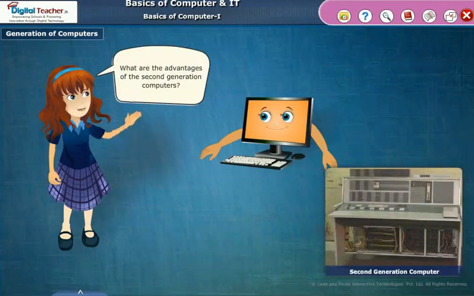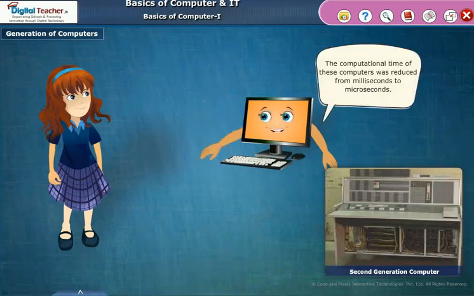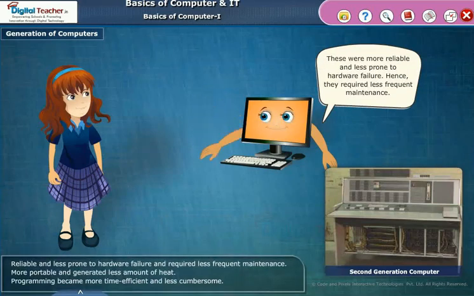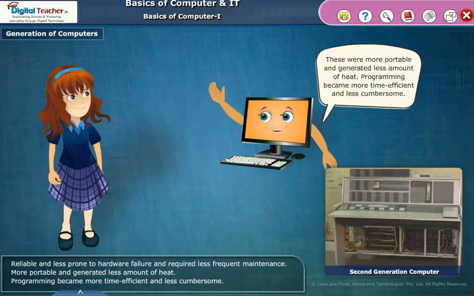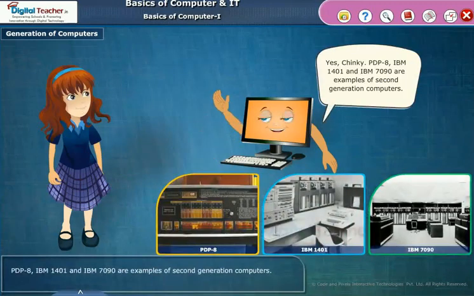What are the advantages of the second generation computers? These were smaller when compared to the first generation computers. The computational time of these computers was reduced from milliseconds to microseconds. These were more reliable and less prone to hardware failure. Hence, they required less frequent maintenance. These were more portable and generated less amount of heat. Programming became more time efficient and less cumbersome. Is it, Toggle? Yes, Chinky.